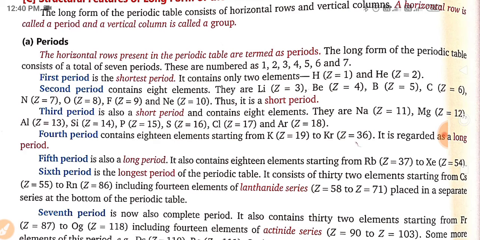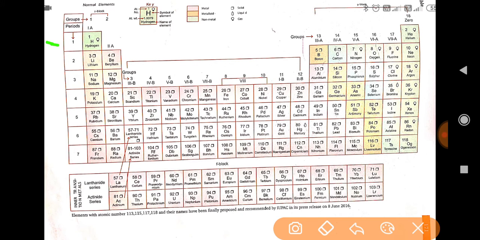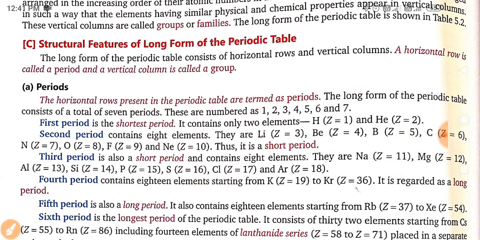When you read this sentence, just look at the periodic table also, and you will understand better, and these things will be kept in your mind for the future also. The first period is the shortest period. If you see this first period, only hydrogen and helium are there, only two elements. Their atomic numbers are 1 and 2 respectively.